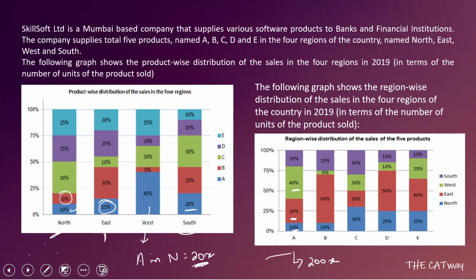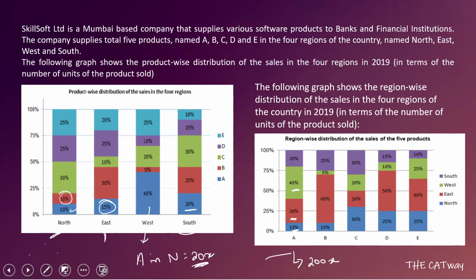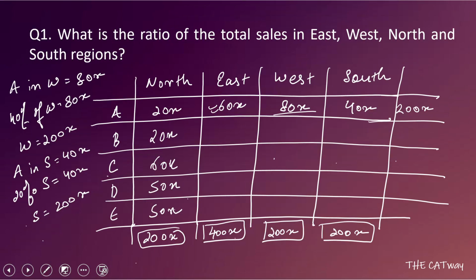How much is C sold? C is sold 30%, that is 60x. And the other two are sold 25%, that is 50x each. Okay. Coming to east. In east, how much is it? 400x. So out of 400x, how much is being sold by B in product B? 30%, that is 120x. Okay, 120x.